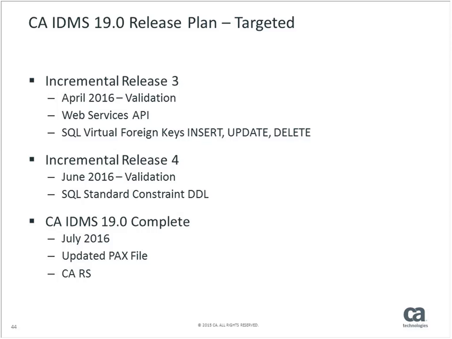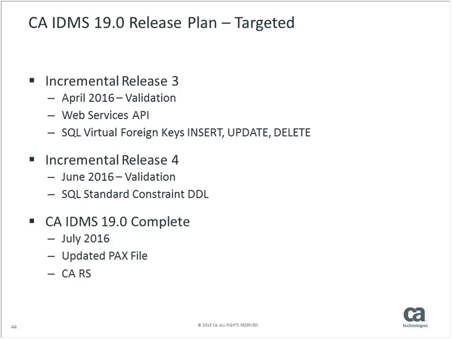And by complete, we mean that any new features will be delivered as incremental releases on a future release, whether it would be 19.1, 19.5, or whatever the number is, it would be a new release. At that time, we would then create an updated PACS file that contains all the incremental feature PTFs as well as all the maintenance PTFs that were available on the date that we actually create that PACS file.